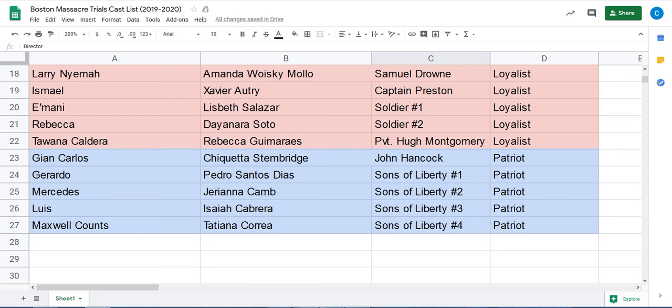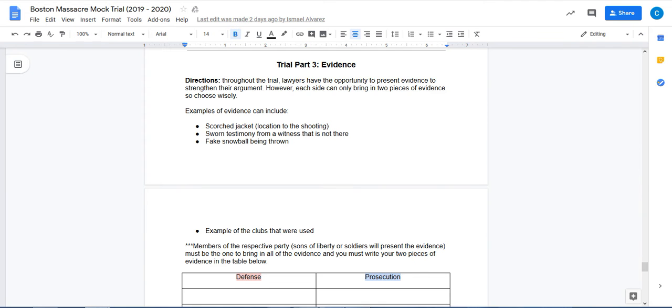And we're going to look at a couple of key terms that you're going to be using, and we're going to look at how you're going to put that evidence together. So if you look down here, trial part 3, this is where evidence is presented. Throughout the trial, lawyers will be able to present evidence that will strengthen their arguments, but we have a couple of pieces and evidence that you're going to physically create with things that we have or find around the room.